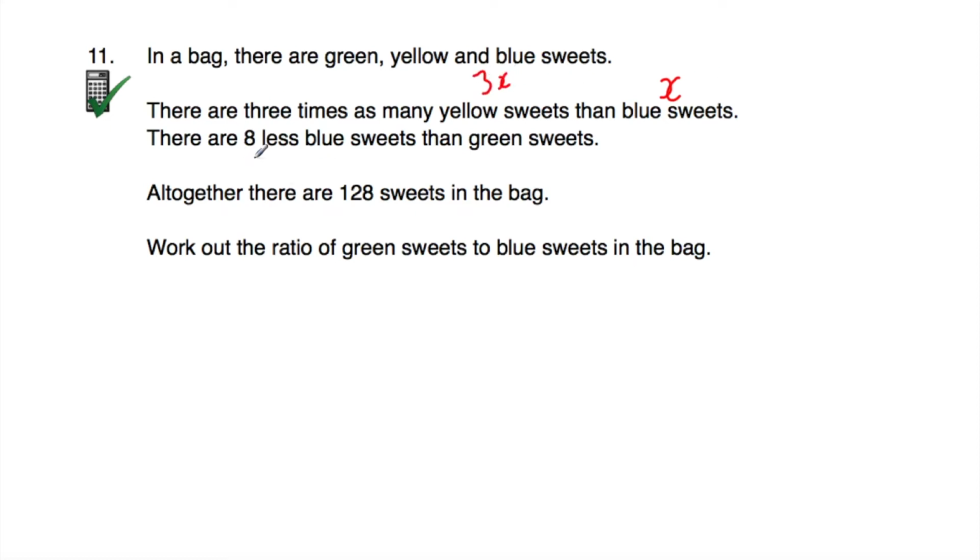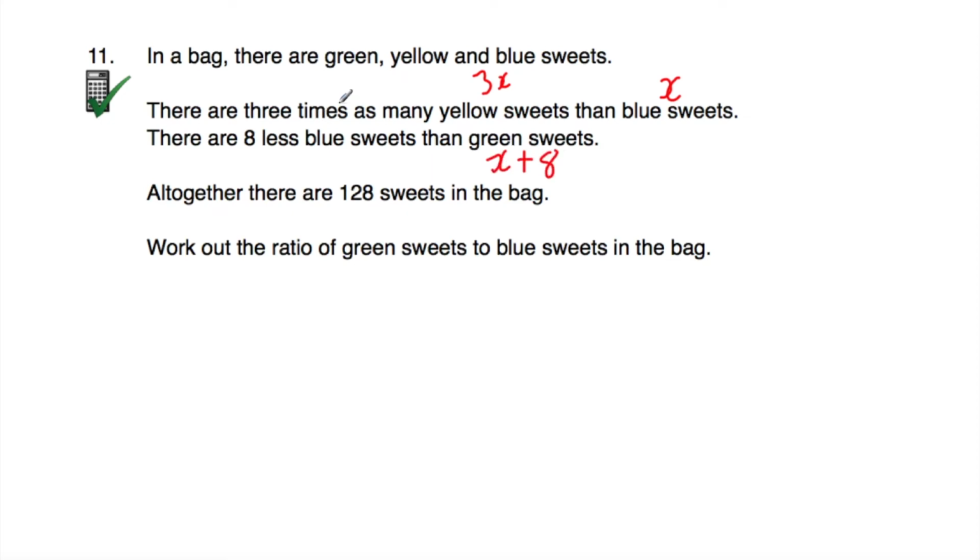And then we're told there's 8 less blue sweets than green sweets. So for instance, if there was 20 green sweets, there'd be 12 blue sweets because there's 8 less blue ones than green ones. So to find the number of blue sweets, we would have taken 8 away from the number of green sweets. Here, we know the number of blue sweets is x, because there's 8 less of them than green sweets. So for instance, if there was 20 blue sweets, there'd be 28 green sweets. So to find the number of green sweets, we have to add 8 to x. So it's going to be x plus 8.